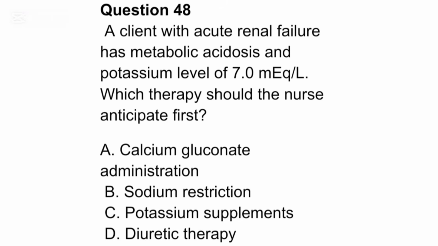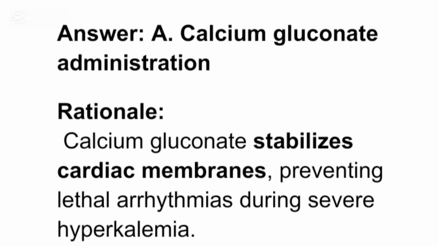Question 48. A client with acute renal failure has metabolic acidosis and potassium level of 7.0 mEq per liter. Which therapy should the nurse anticipate first? A. Calcium gluconate administration. B. Sodium restriction. C. Potassium supplements. D. Diuretic therapy. Answer: A. Calcium gluconate administration. Rationale: Calcium gluconate stabilizes cardiac membranes, preventing lethal arrhythmias during severe hyperkalemia.